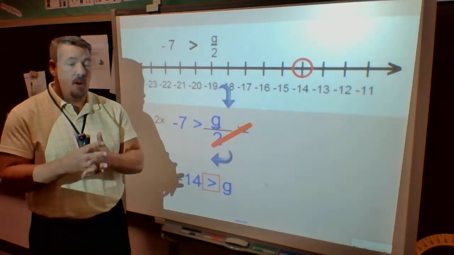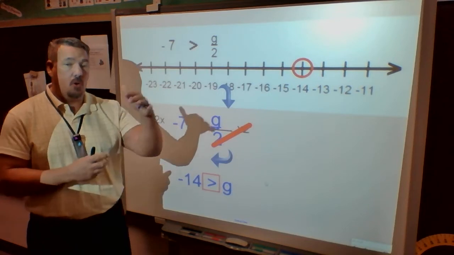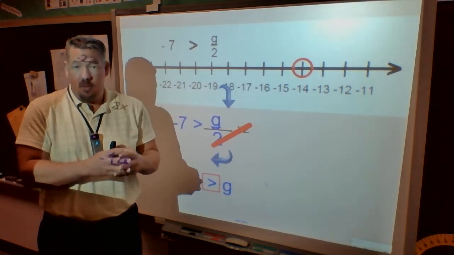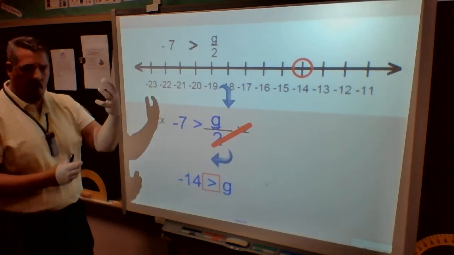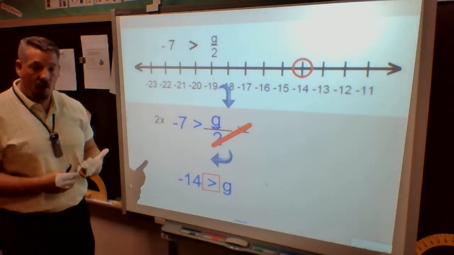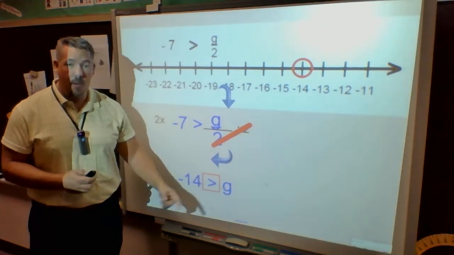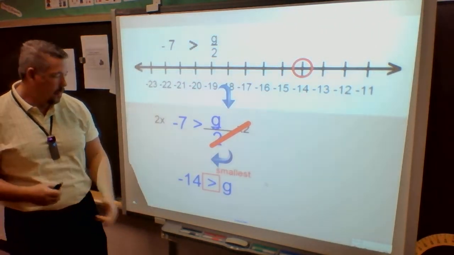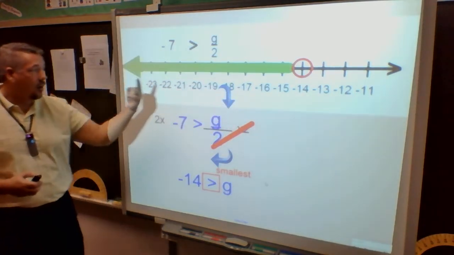Once again, when it comes to negative numbers, the closer to 0 I get, the greater the value. So the further away from 0 that I get, the smaller the value. And that's what we're talking about, that g is the smallest one. So I know that I'm going to shade everything to the left.